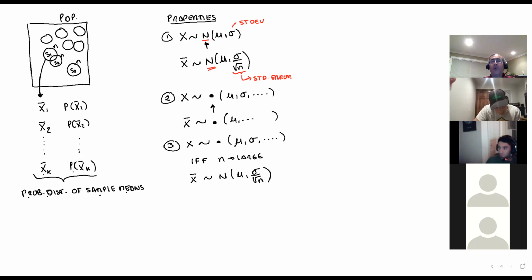Okay, so now what is n large? I don't know why the literature uses the famous 30. But in real life, if you have more than 150 or 200, you are safer. How do we call this one here? Do you remember? This is the famous CLT, the Central Limit Theorem.